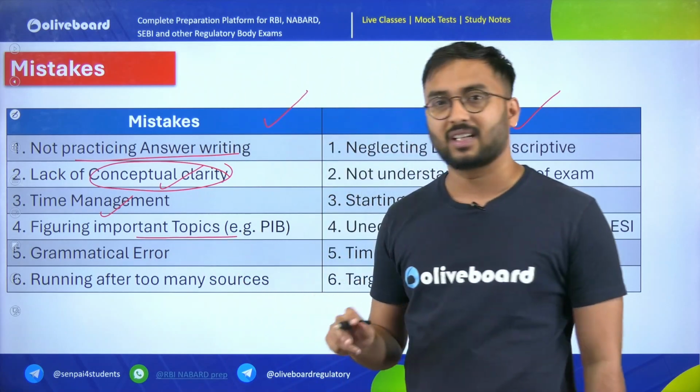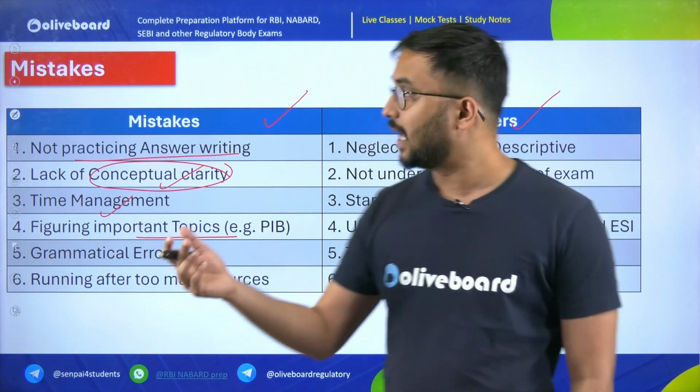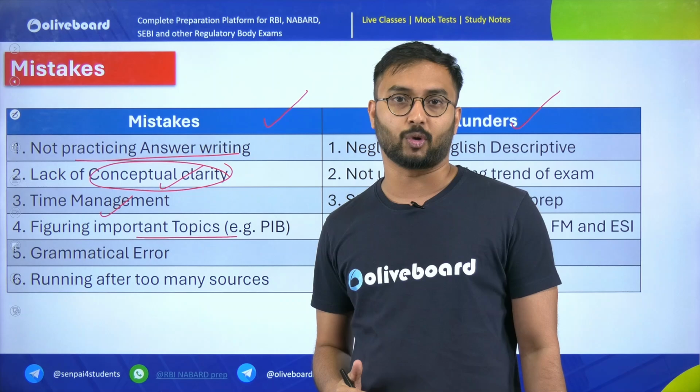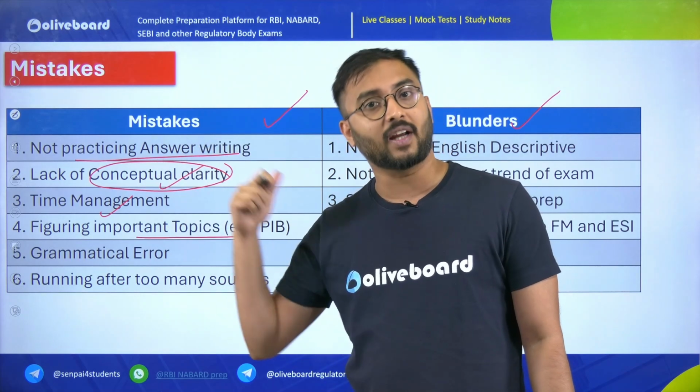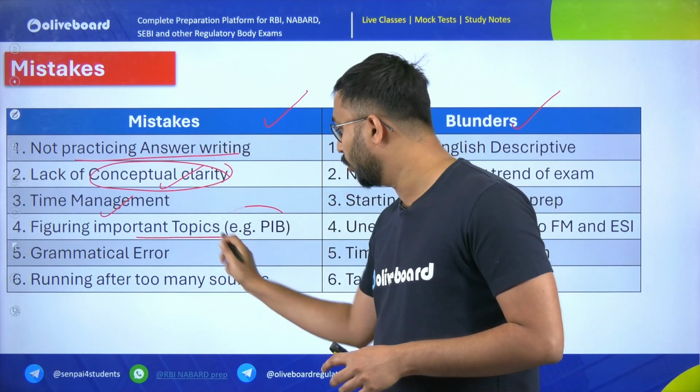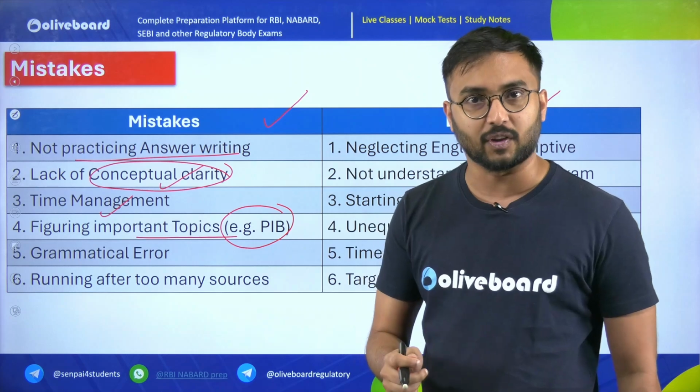Figuring important topics rather than going after random topics. I already showed you in ESI how much PIB is important, how much government schemes are important, how much RBI circular is important in finance. I showed you in the pie chart. So in the same way you have to know which topics are important and which I should be running after.